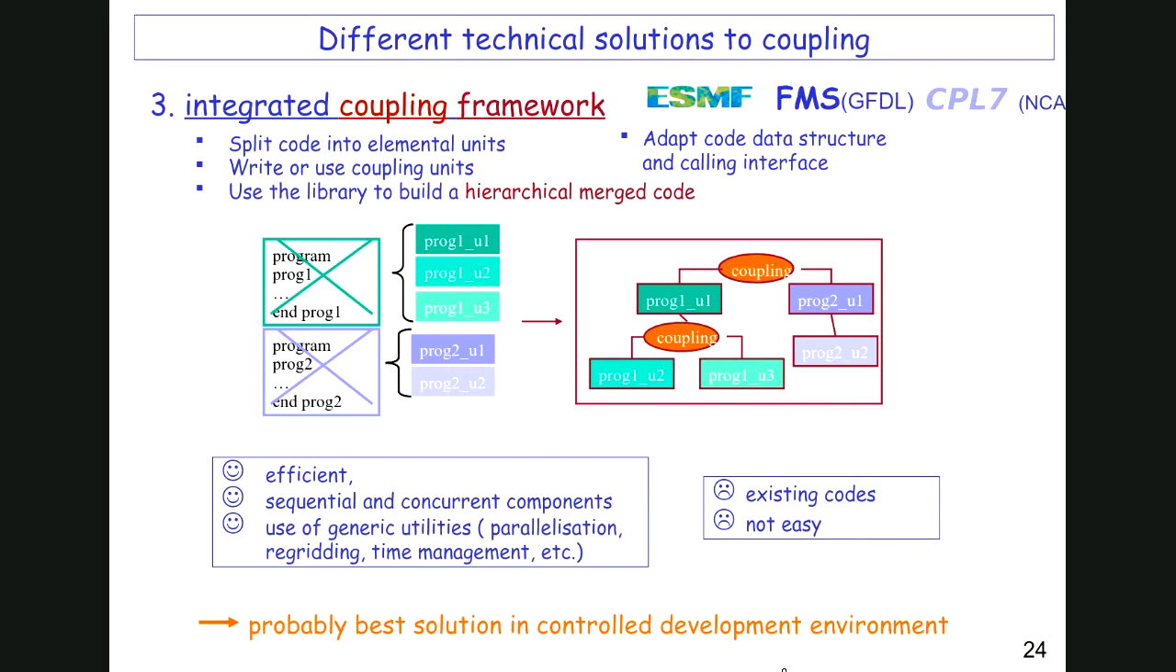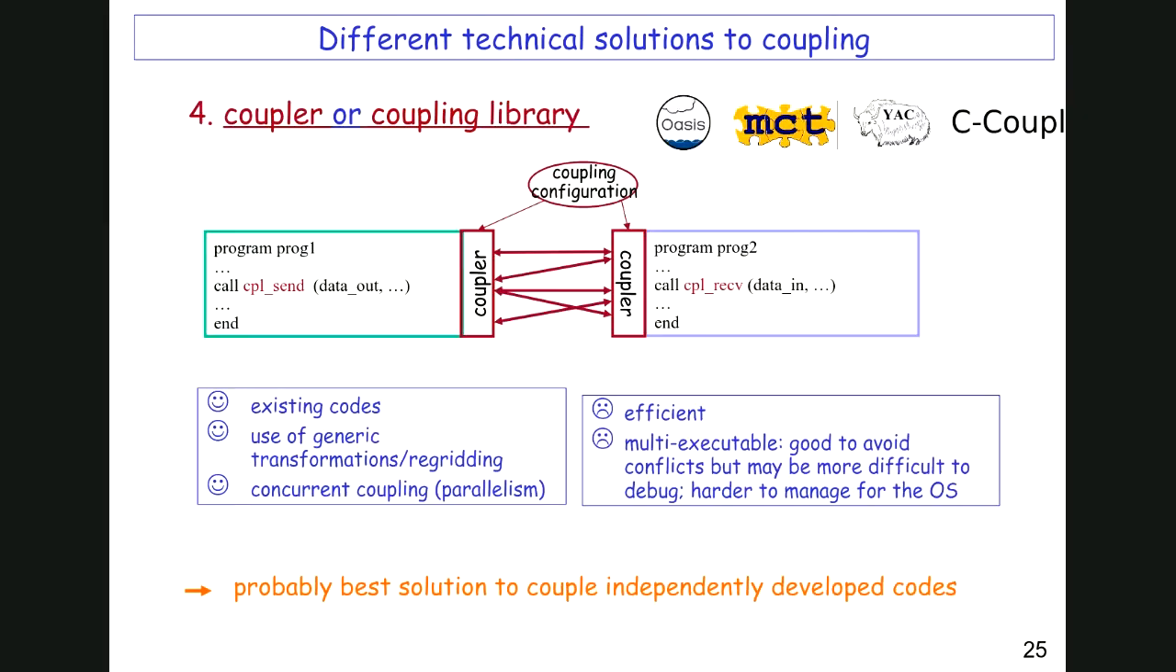But if you're not working in that type of controlled development environment, then you may want to use the coupler or the coupling library approach. This is what we do in Europe, and I guess it's because we don't have a top-down authority that will tell us what to use. This is the approach used in Oasis, the Oasis coupler that I will present after, in the MCT library developed by the Argonne National Lab, in YAC, which is a coupler developed in Germany, and in the C-Coupler, which is a newer coupler, let's say, developed in China.